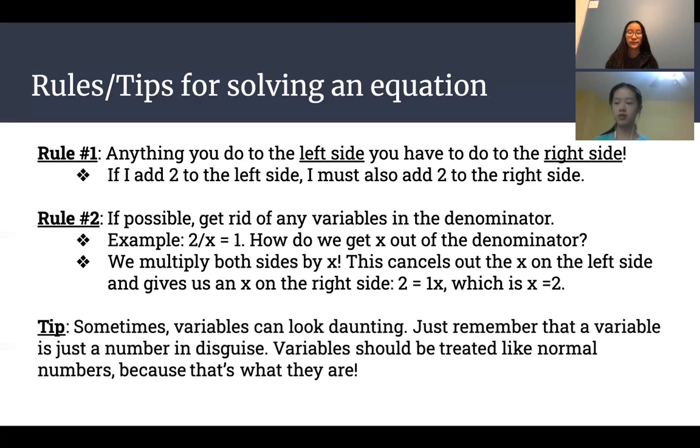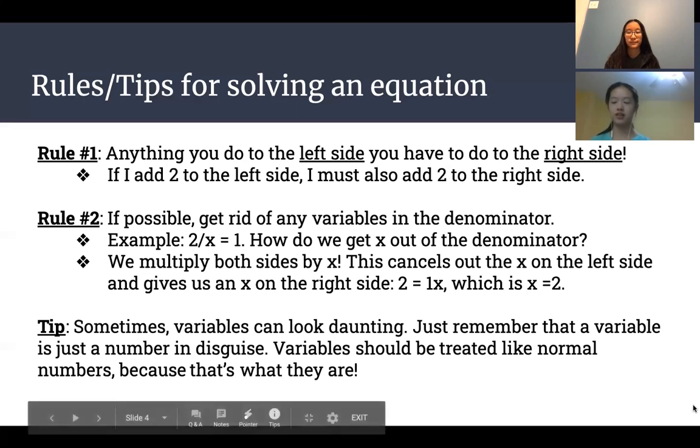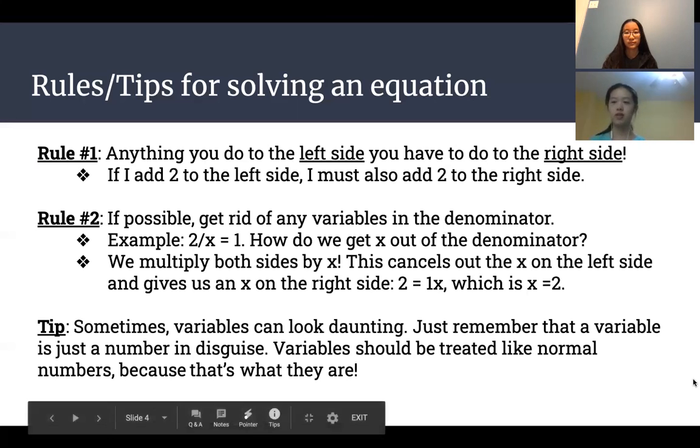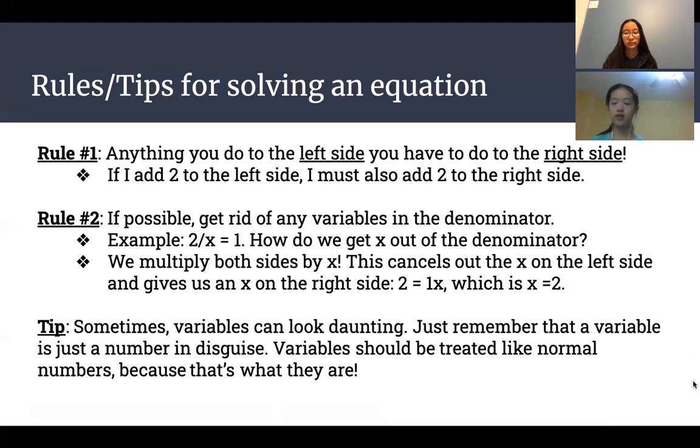This is important, especially when you have more convoluted equations, because sometimes they can look confusing. A tip is that sometimes variables can look a little daunting, especially if there's a bunch of them in one equation, and it may be hard to figure out where to start. In that case, just remember that a variable is just a number in disguise. Variables should be treated like normal numbers, because that's what they are, and we're just trying to solve for them.